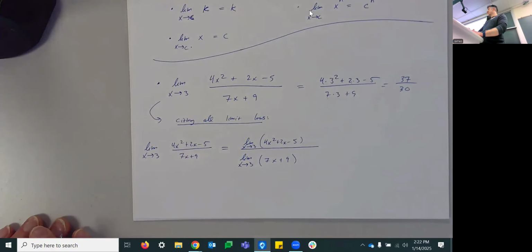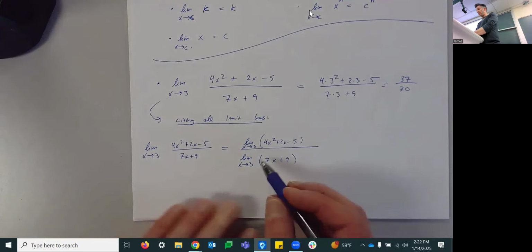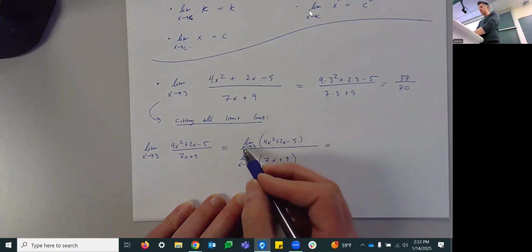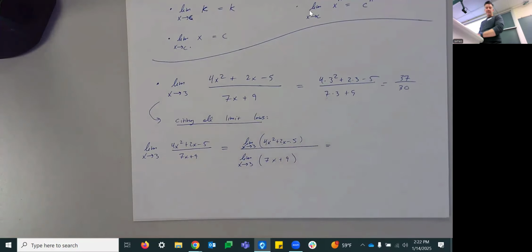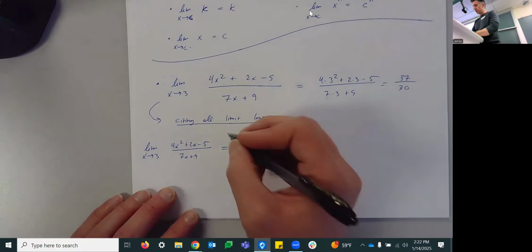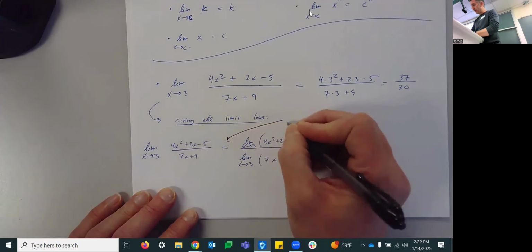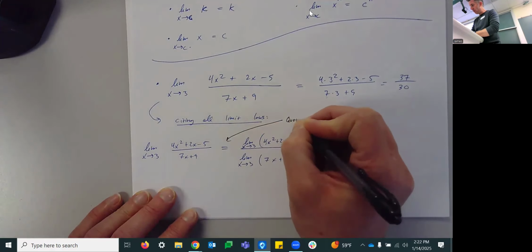Now I'm going to use the sum and difference rule in each of the top and bottom. So in the top, I'm going to say, great, the limit as x approaches 3 of 4x squared plus 2x minus 5. And I guess if I really wanted to be, okay, I should say, here we're using the quotient rule.